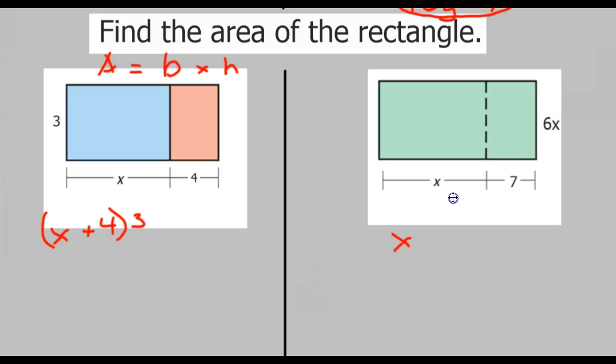Over here we have x, and then in addition this 7, so x plus 7, and 6x times 6x. Again, we don't know how to solve this yet, but we're going to learn in just a second.